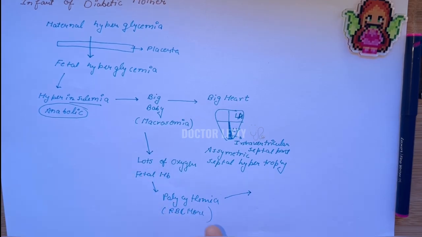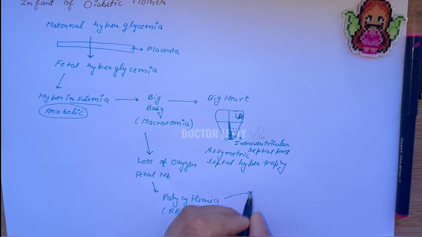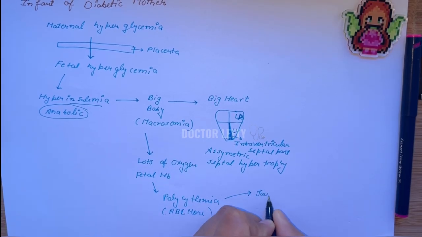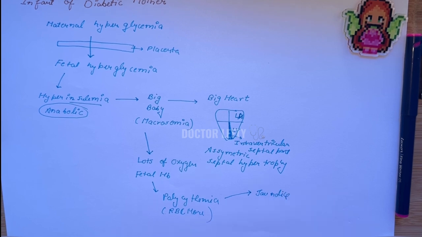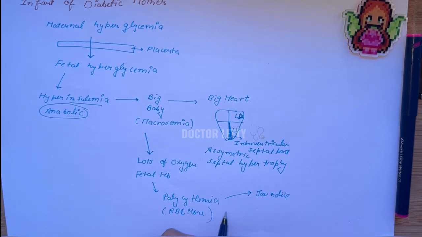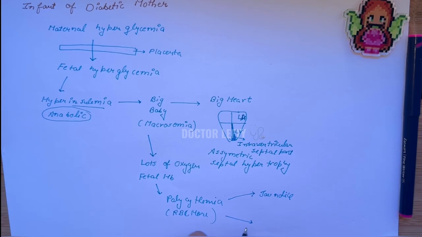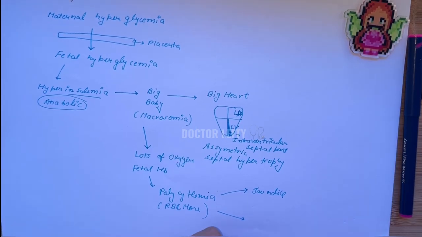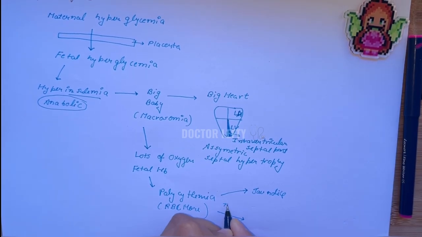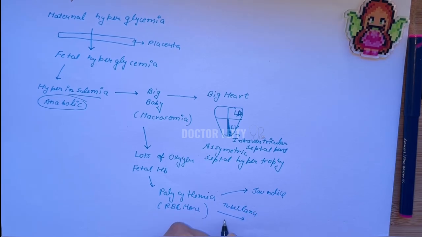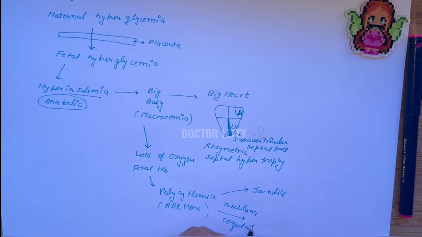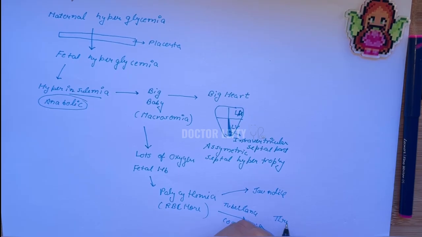hemoglobin. So whenever there is a lot of hemoglobin in the blood, there will be a lot of breakdown, which will cause jaundice in the baby. Another complication of polycythemia is that whenever there are high blood cells in the circulation, there will be high turbulence, which will cause more coagulation, which will result in the next complication, thrombosis.